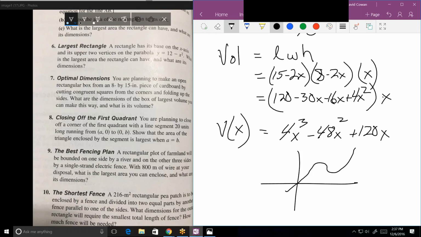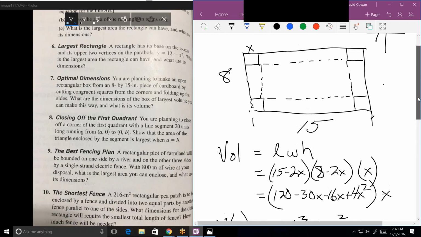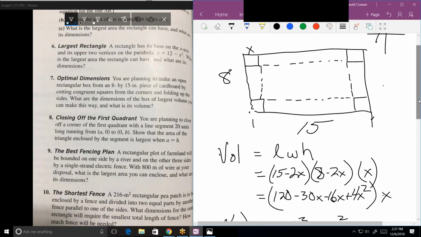there's one other thing here we have to consider, and that is our effective domain. Let's look at our problem again. What's the effective domain for x? We know x has to be greater than 0, otherwise you wouldn't have a box, right? If x is 0, volume would be 0. But what's the upper end? Obviously, x can't be 4 either, because if I made x 4, I would have a box that had no volume also. So it's got to be between 0 and 4. Okay? You with me? Okay.